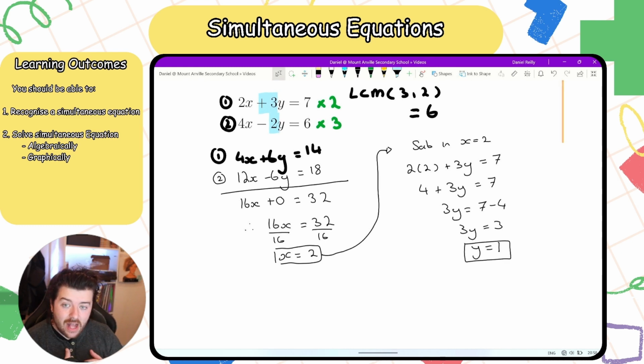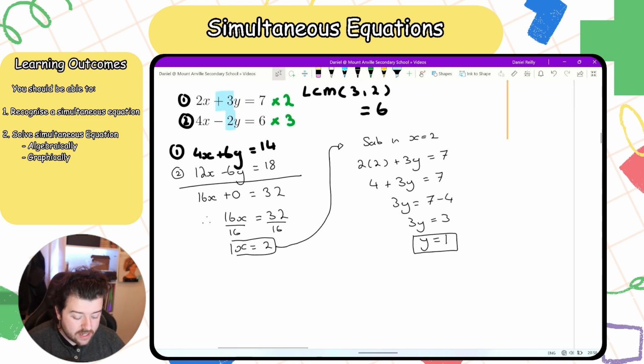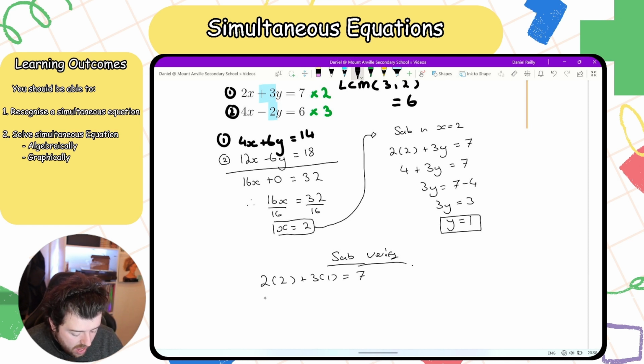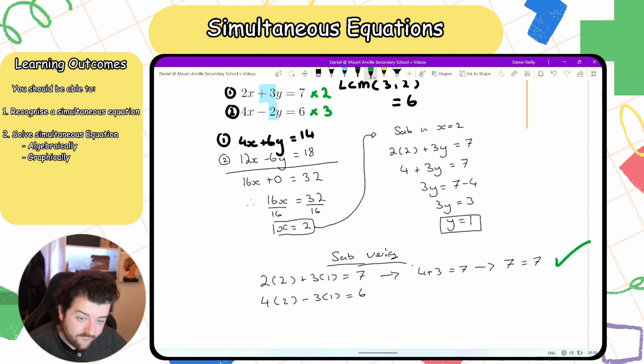And just like every algebra question before, we can always check our answer via substitution. So I want to sub in to verify. 2 times 2 plus 3 times 1 equals 7. And then underneath here, I have 4 times 2 minus 3 times 1 equals 6. So let's check if both of these hold. My top equation gives me 4 plus 3 equals 7, so 7 equals 7. That is correct, so my solution is valid.